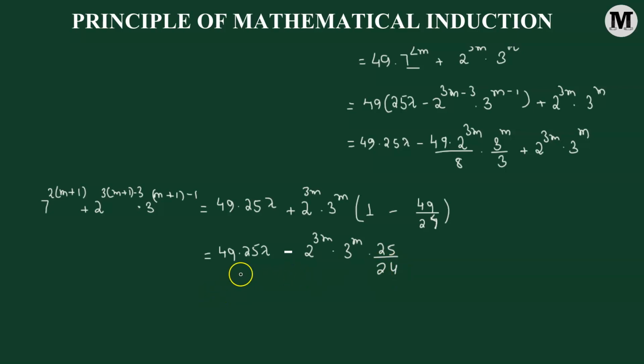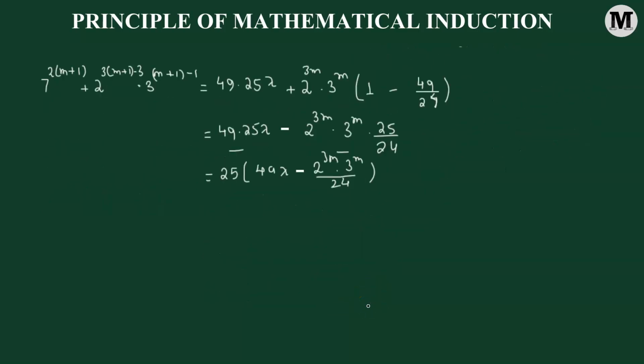Now, in each of the two terms, the one term and the second term, we see that we have 25 as the factor, so we can pull it out. So we have 25 multiplied to 49 lambda minus 2 raised to the power of 3m times 3 raised to the power of m, whole divided by 24.